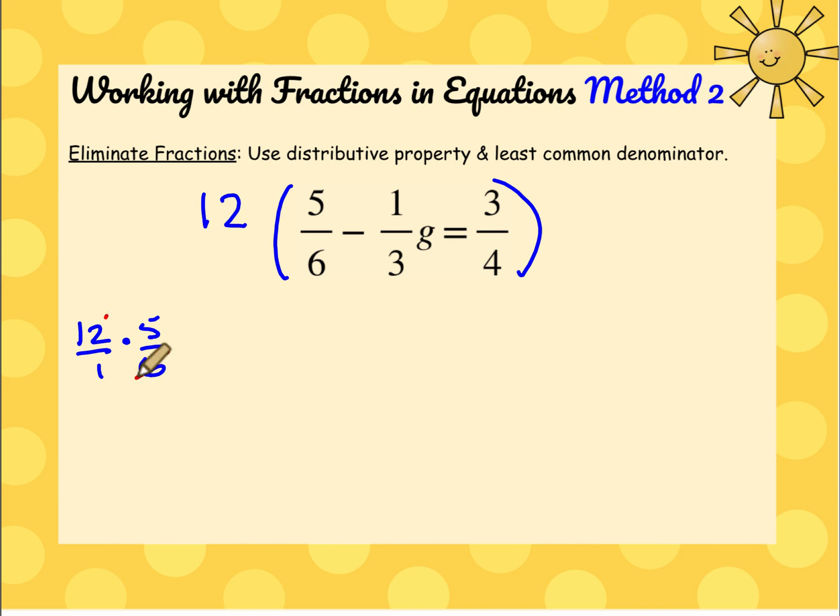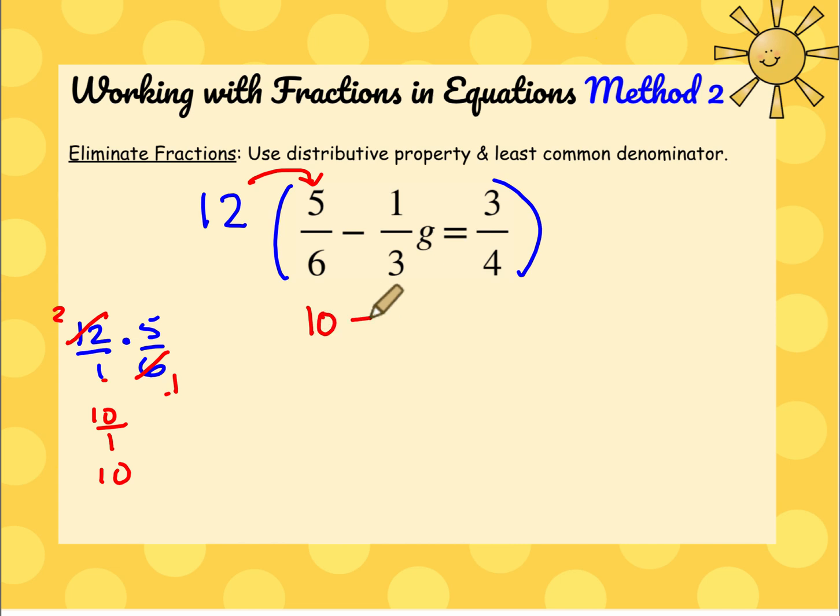6 divided by 6 is 1. 12 divided by 6 is 2. 2 times 5 is 10. 1 times 1 is 1. And 10 over 1 makes 10. So when I distribute 12 times 5 over 6, that term becomes 10.